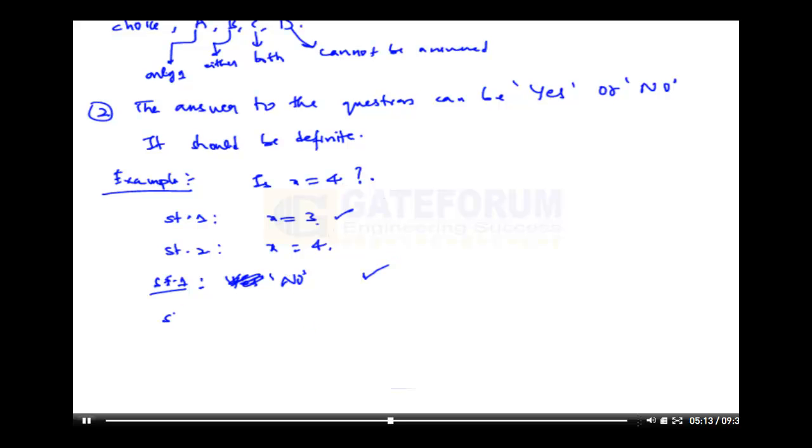Next is statement 2. Statement 2 is x is equal to 4. The question is, is x equal to 4? By statement 2, x is equal to 4 is given. Therefore, by statement 2 we can say definitely yes. So by using statement 2 also we can find the answer. Therefore, the answer is either, which means choice B.